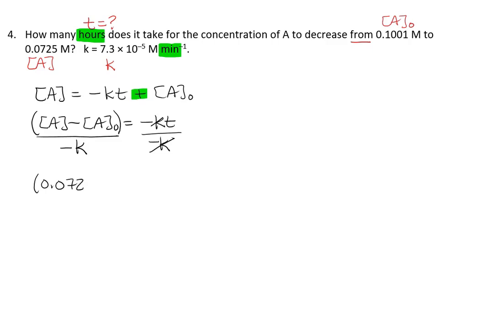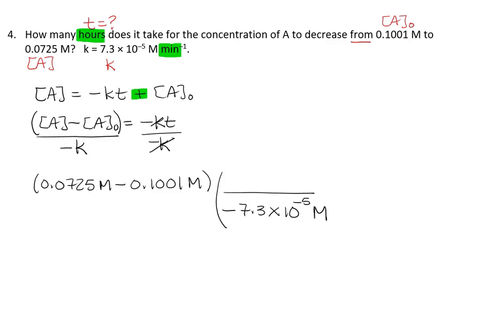0.0725 molar, A naught, 0.1001 molar, and K, negative K, is in the denominator, so negative 7.3 times 10 to the negative 5 molar in the denominator, and then the minutes flip to the top, so molarity per minute.